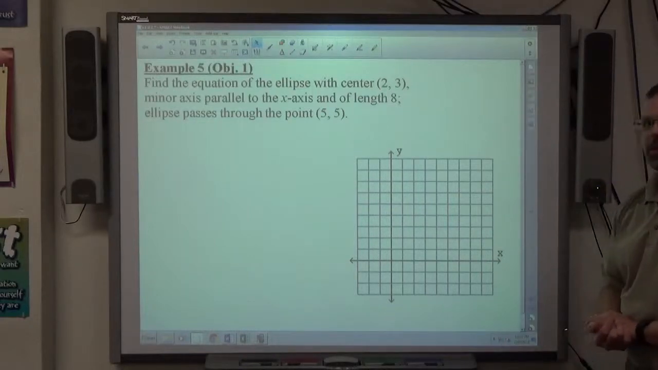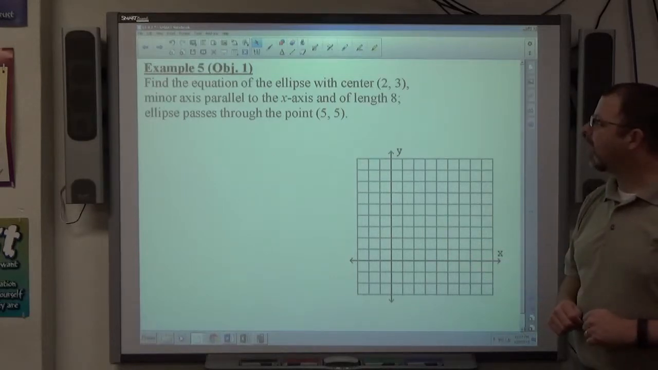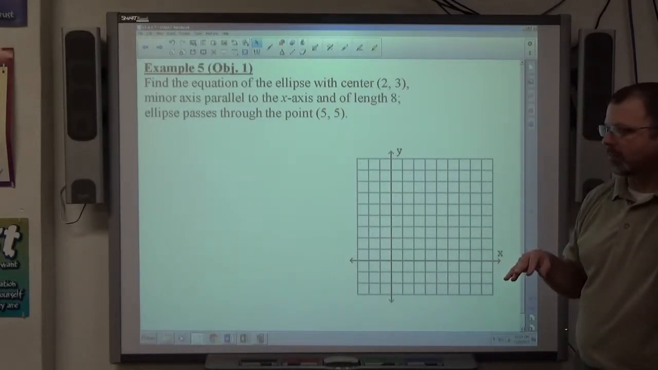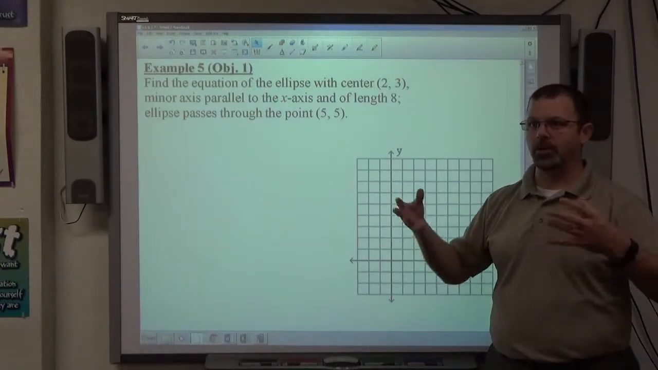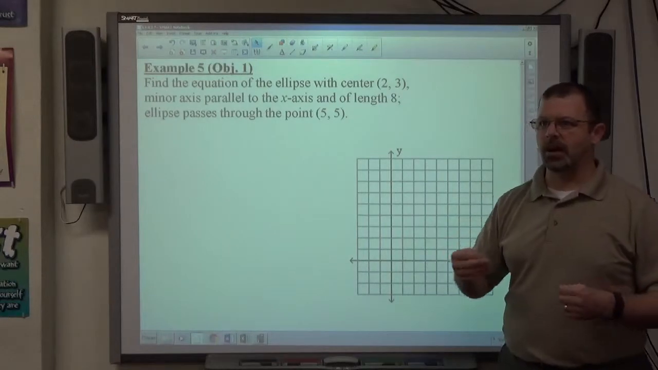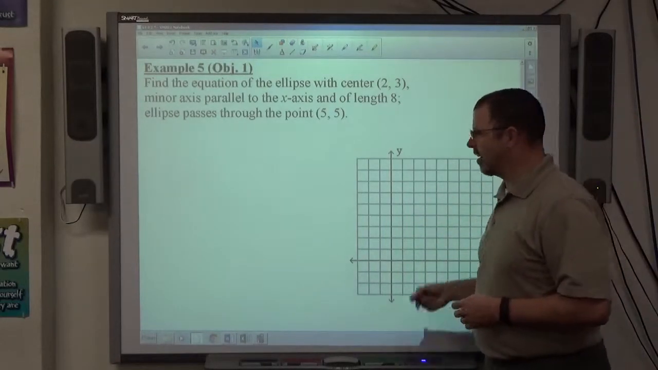5 on 8.2 is a continuation of yesterday's instruction, which was find the equation of an ellipse given some information. This is similar to the ones we did back in the parabola section, where the parabola passed through a given point. We had to use the partial standard form equation in order to find the missing piece. That's what's going to happen here.